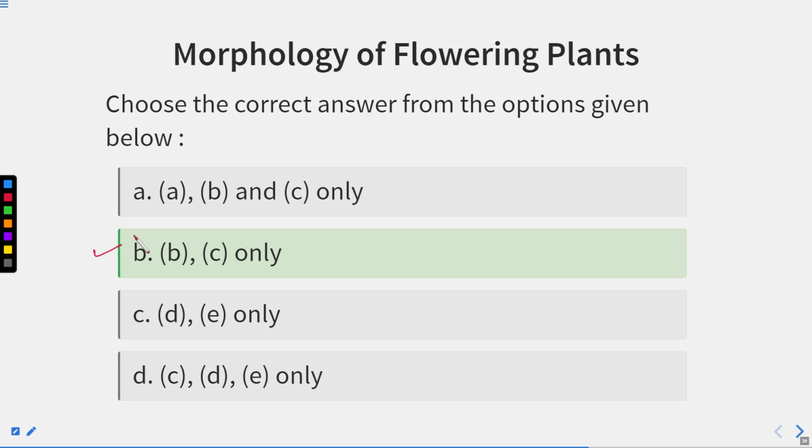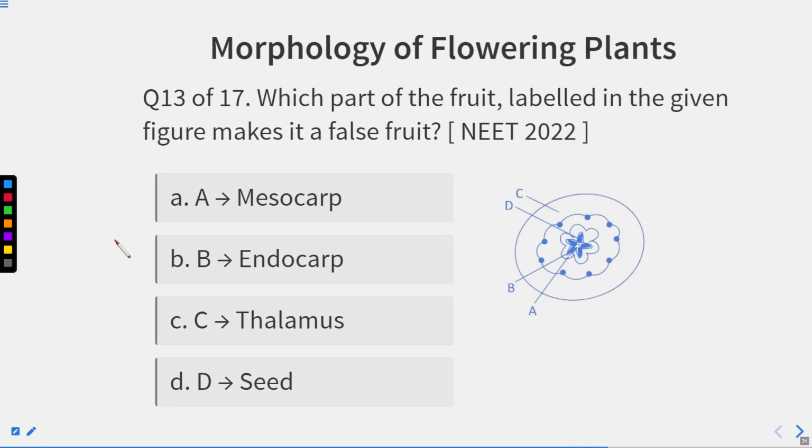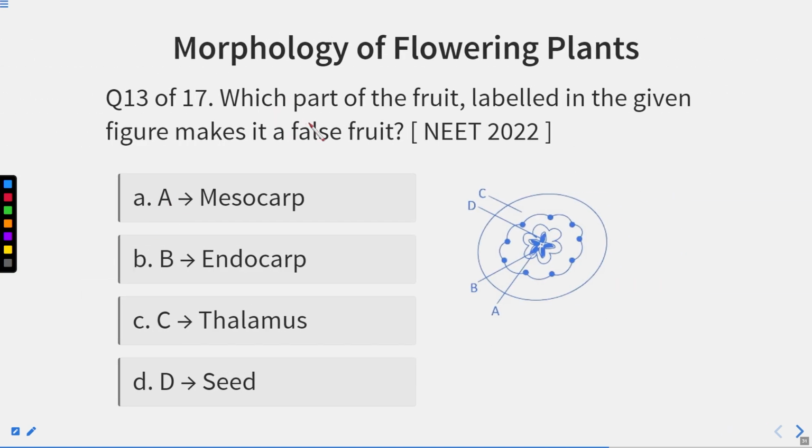All right. So which family, which characteristic does belong? Examples of all the members of the family. Now the next question is another type of question. Here a figure is given to you, and you have to look at this figure and answer the question. Which part of the fruit labeled in the given figure makes it a false fruit?